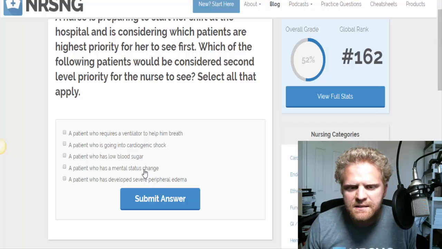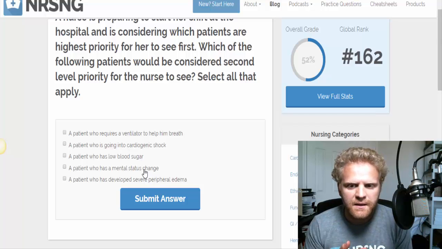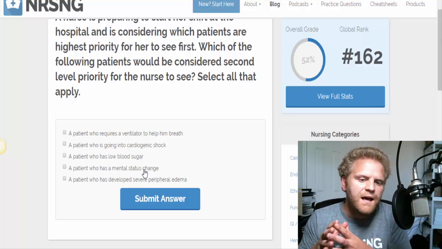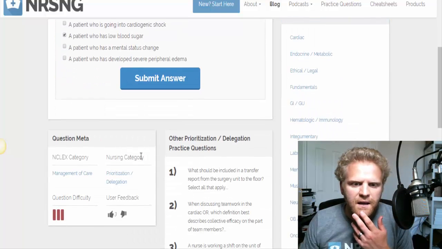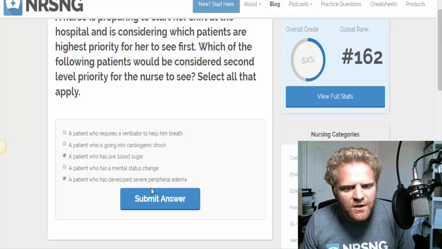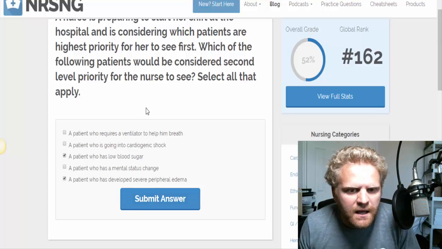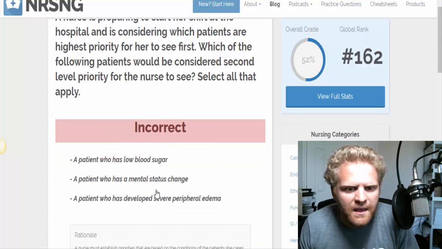Mental status change, my concern with that is that's one of our major body systems, right? That could be the patient's having a stroke, the patient's blood sugar is really low, but what we know is they're having a mental status change, okay? With the low blood sugar, it doesn't give us much more information beyond that, so that could be something as simple as a blood sugar of 59 or something like that. Severe peripheral edema. It says severe, but let's go with these ones. Okay, so we're talking about second level priority. So let's choose the ones that don't have airway, breathing, circulation. Let's see how we do, you guys.